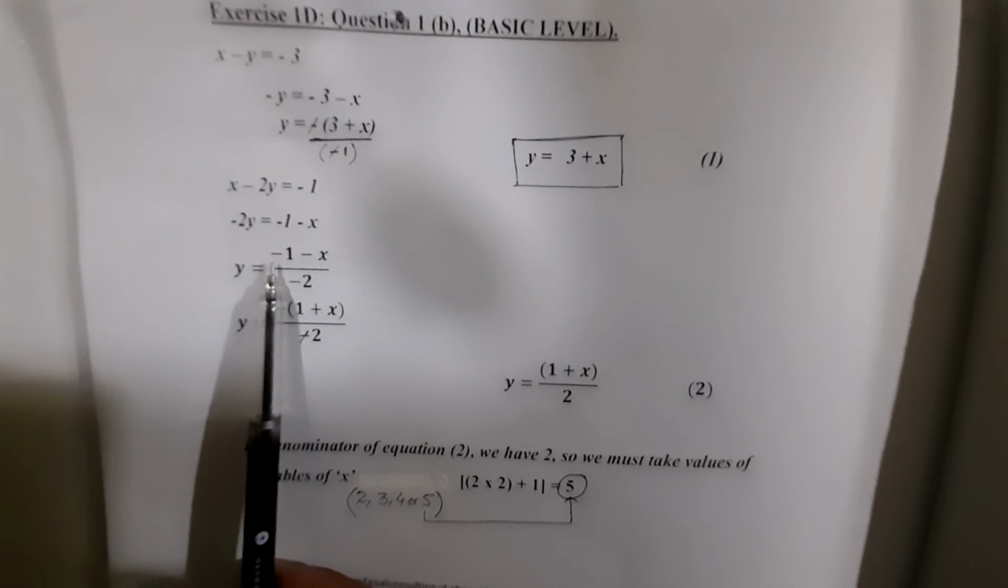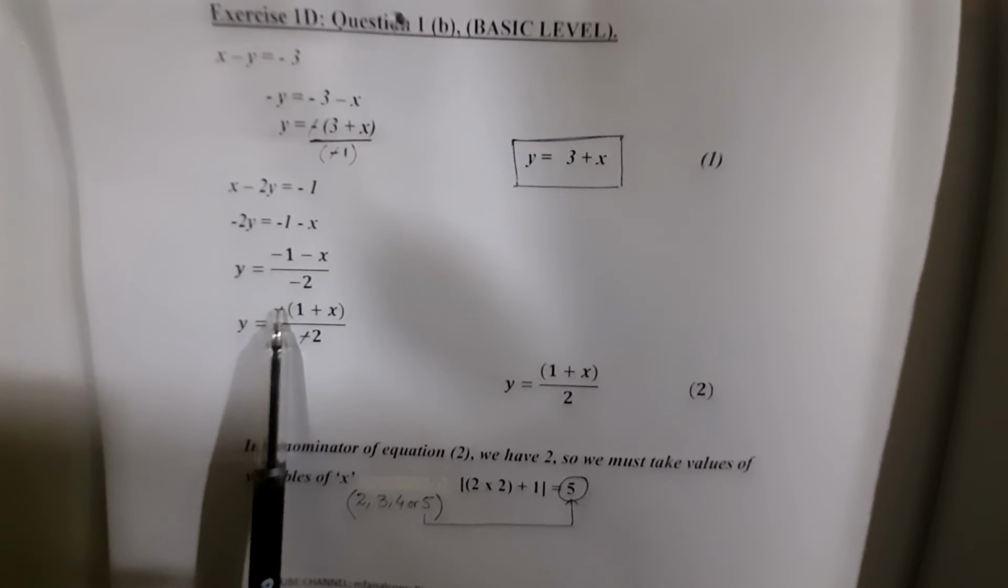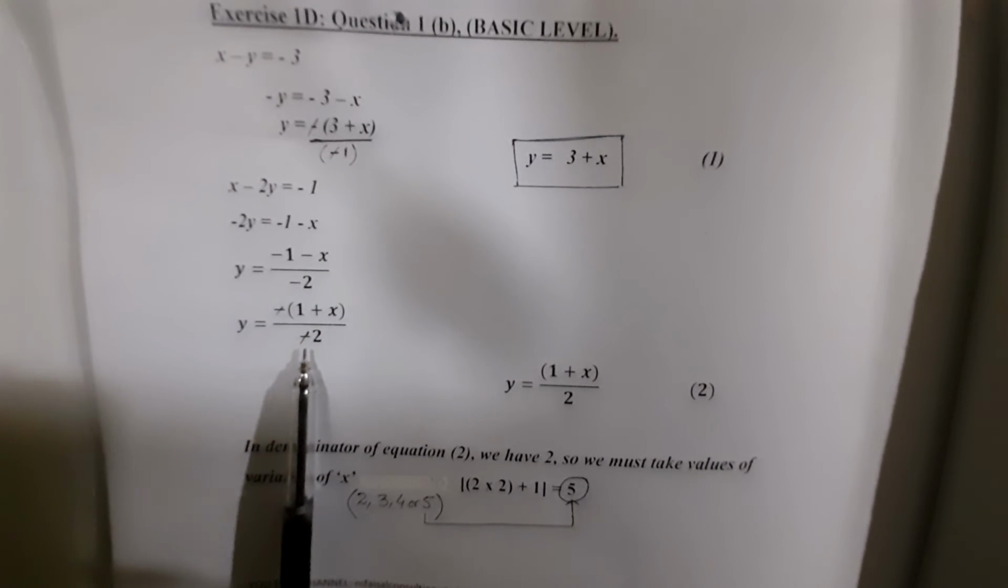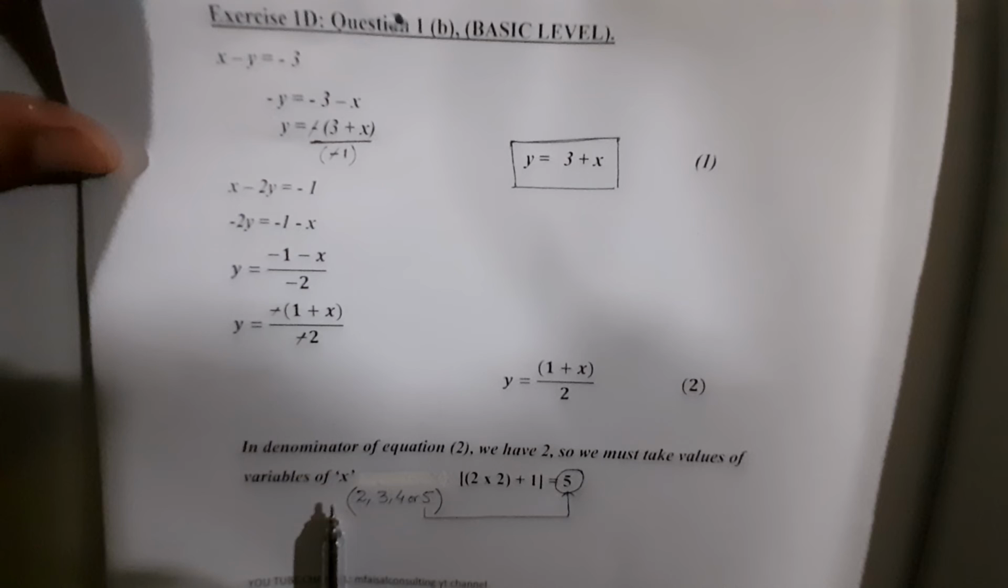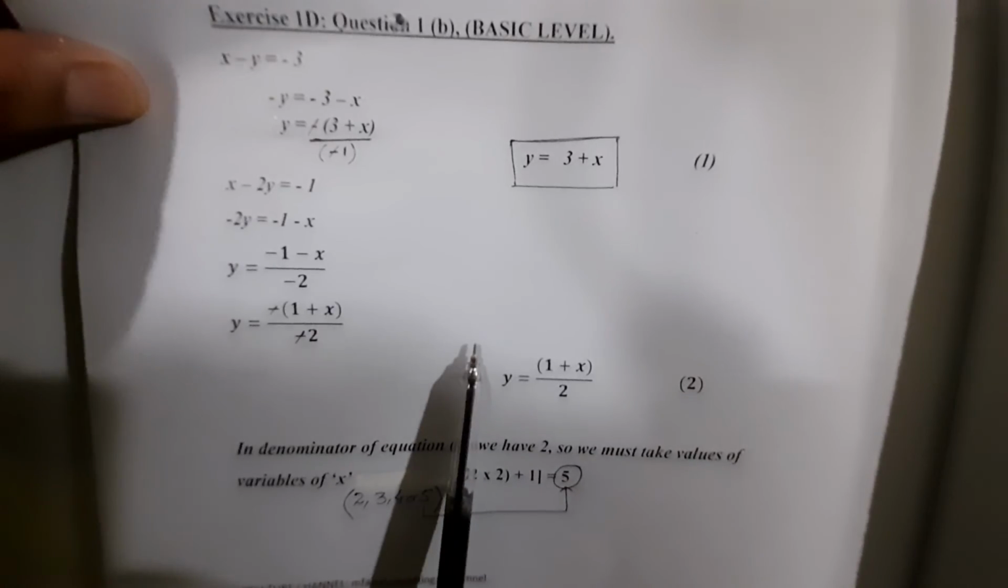So take minus 1 outside, or minus as common. So 1 plus x divided by minus 2. So minus minus cancel. So the equation becomes y is equal to 1 plus x divided by 2. So in the denominator of equation 2, we have 2. So we must take the values of x as 2, 3, 4, 5, because we get the values as regular numbers.